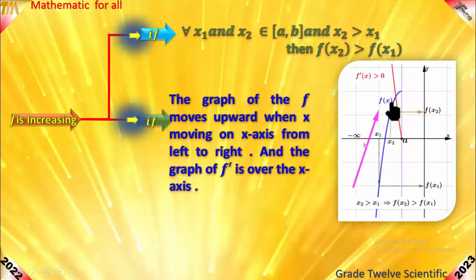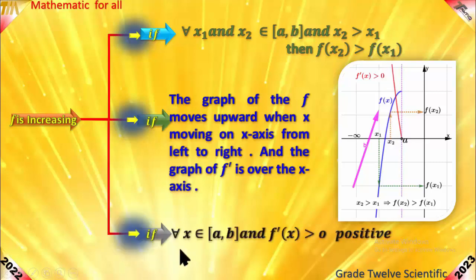This means that this function is increasing because we are moving from left to right. And if you see the red curve here, the red curve is the curve of f prime of x, and you can see it is over the x-axis. Every time it is positive for all x belonging to AB, and f prime of x bigger than 0 is positive. This is the definition of the increasing interval.